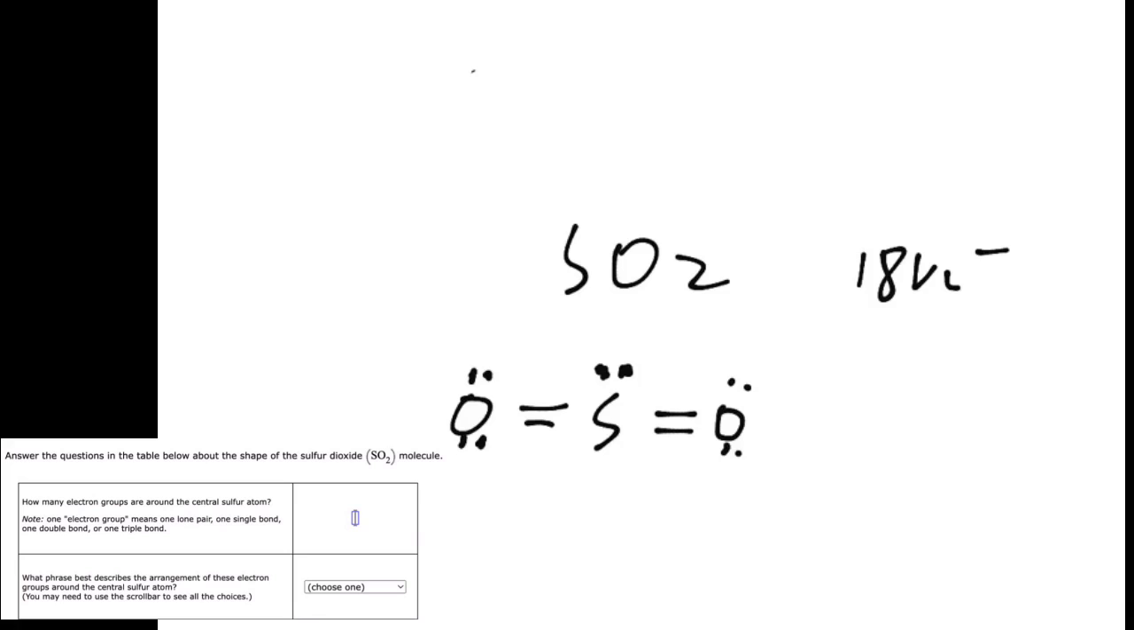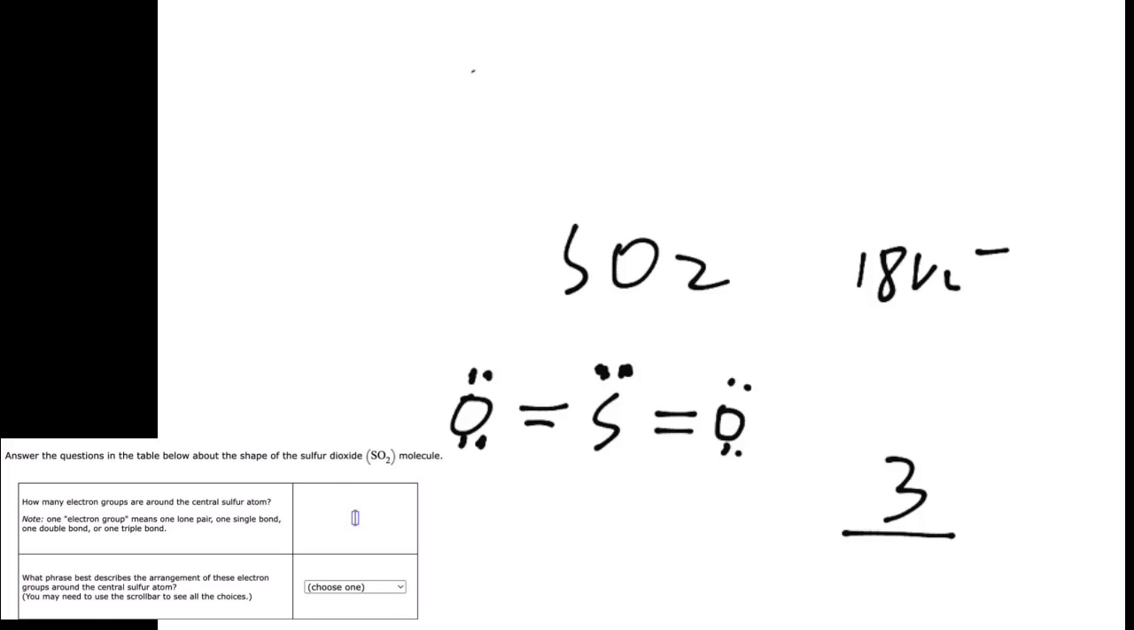How many electron groups are around the central sulfur atom? And they even gave you a hint saying, note, 1 electron group means a lone pair, 1 single bond, 1 double bond, or 1 triple bond. So as you can see, there's 2 double bonds, so that's 2 groups, and a lone pair, so that's 3 groups. So the answer to the first part is 3 groups.